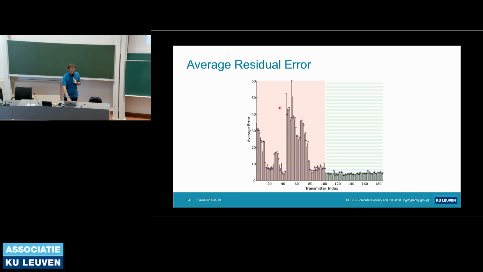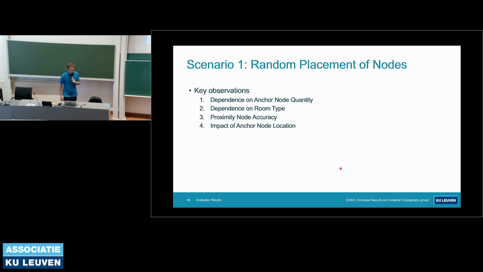In the red area, we can see the outside devices, and most of them have reconstruction error above the threshold, which is good, meaning that we're correctly classifying them as outside. By observing this, we had some key observations. The accuracy depends on the number of anchor nodes we are using, on the room type, and also on the anchor node location. Not every anchor node carries the same amount of information for our classification problem.